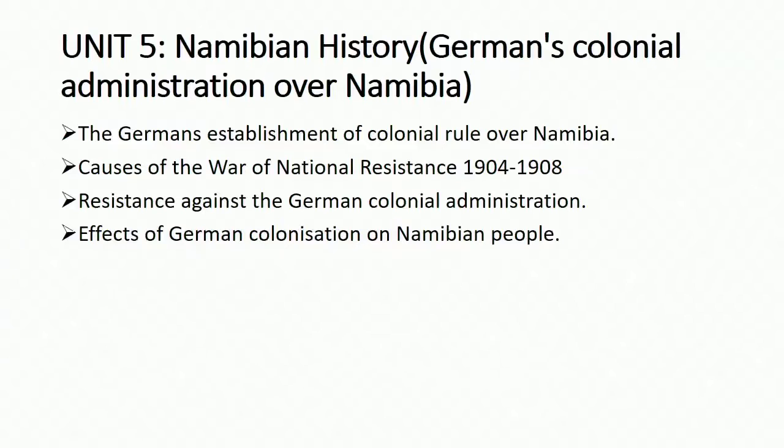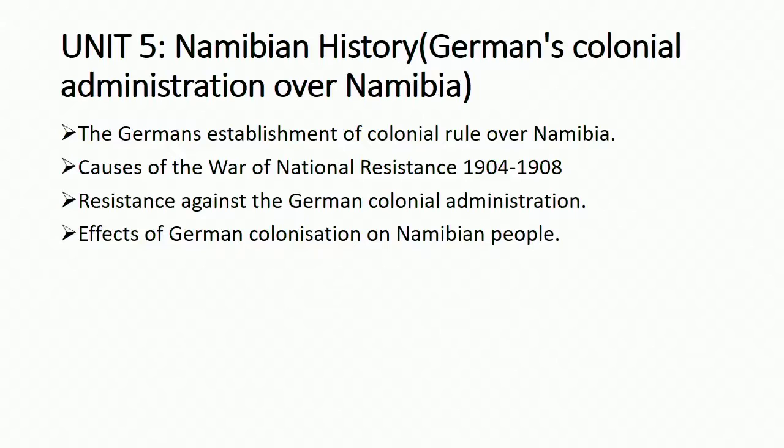So after they had Namibia in their hands, there was a war that we call the War of National Resistance. National means countrywide. Which means that after the Germans had taken over Namibia, the Namibian people did not say yes to this German colonial occupation. They put their hands together to fight against this German colonial administration. And that is what we call the War of National Resistance.